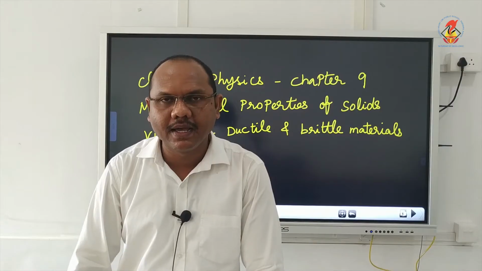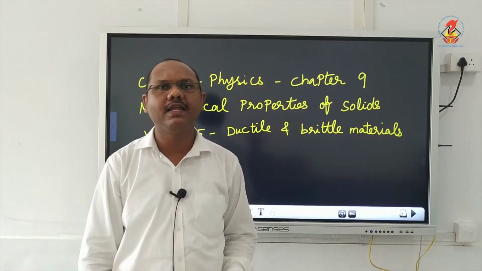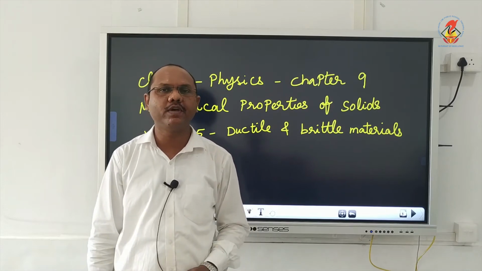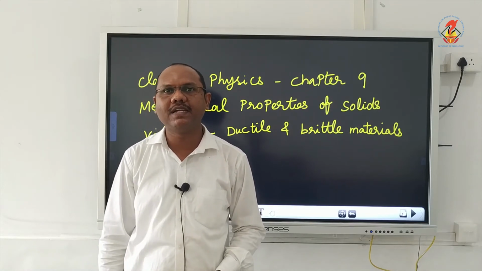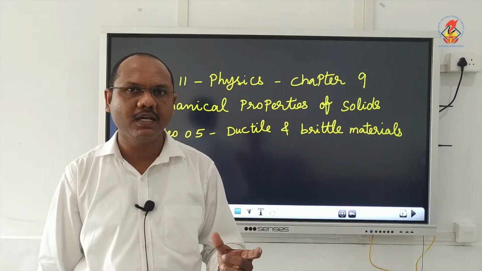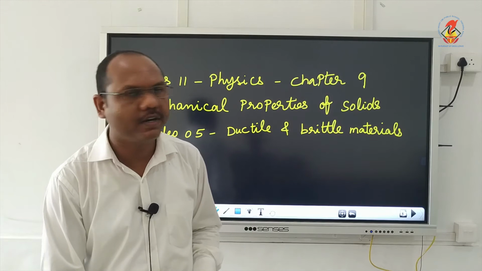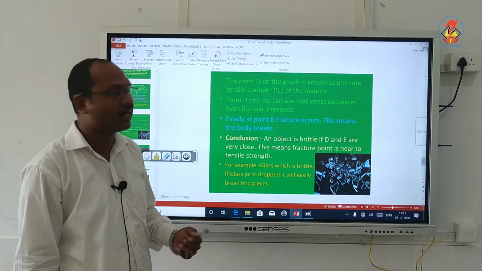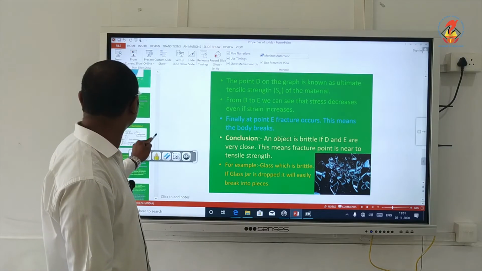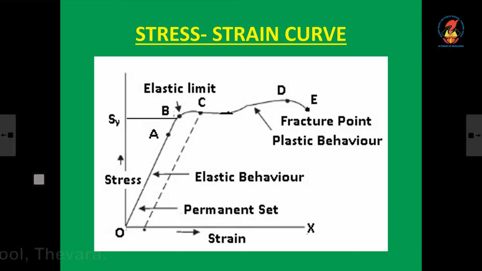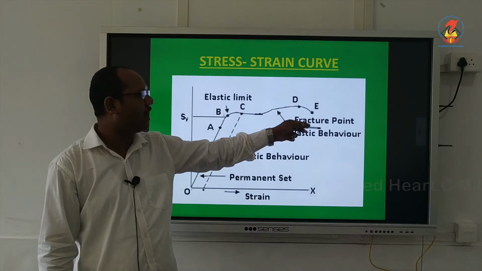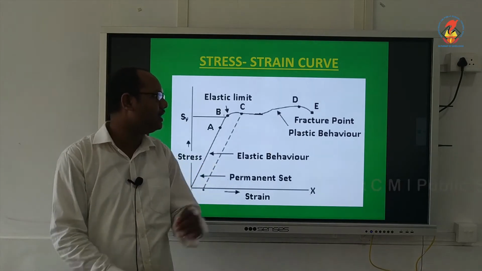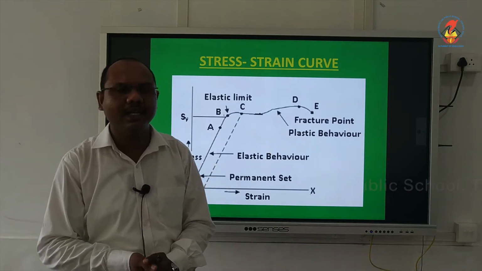Hello students, in the last section we were dealing with the stress strain curve of a metal wire. There we discussed the elastic behavior of the wire, and after some point the wire shows plastic behavior. Till here it shows elastic behavior. This is the elastic limit, and after that the wire shows plastic behavior, and then this is the ultimate strength, after which the wire will break. The point E is called the fracture point. That is what we studied in the previous video.